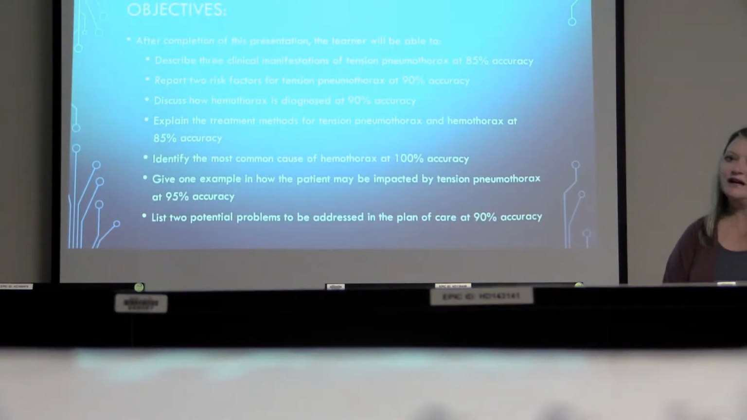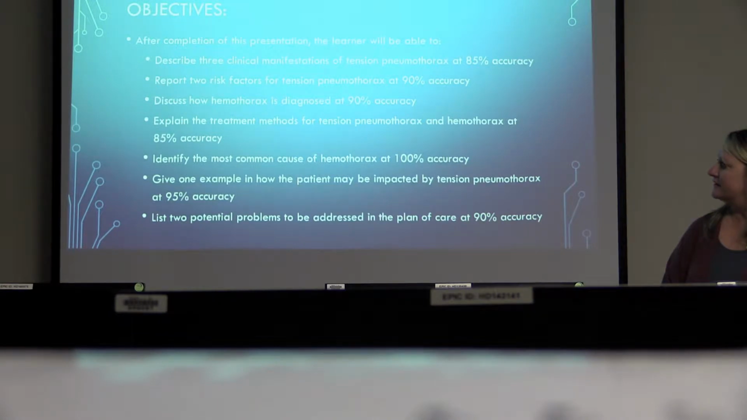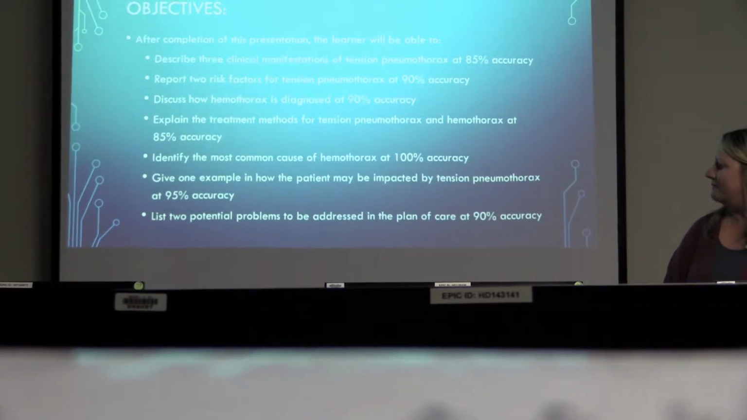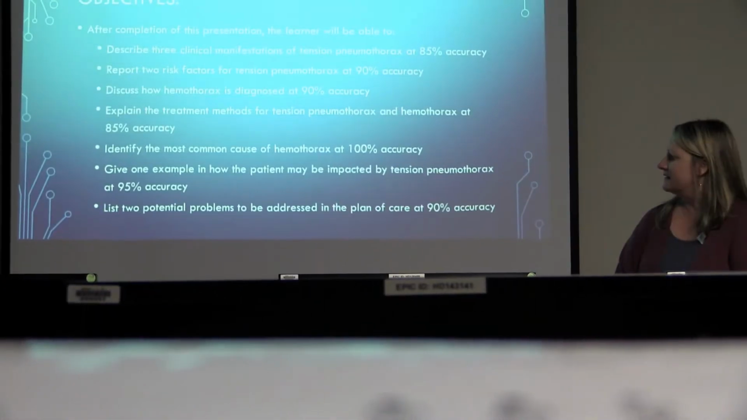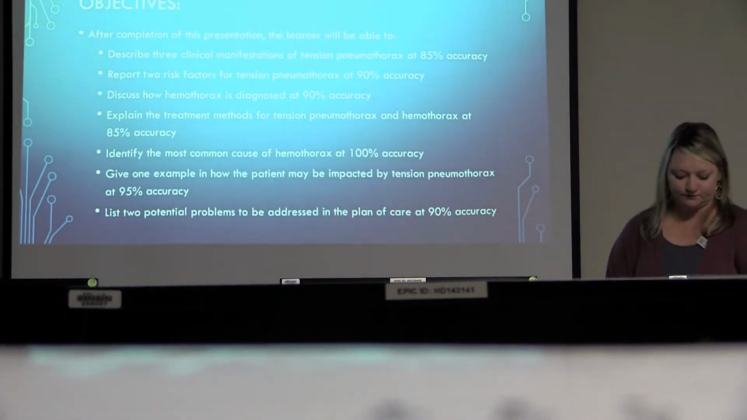Some objectives that we'll be covering today will be describing clinical manifestations of tension pneumothorax, 2 risk factors for tension pneumothorax, how hemothorax is diagnosed, the treatment methods for tension pneumothorax and the hemothorax, the most common cause of hemothorax, an example of how the patient may be impacted by tension pneumothorax, and 2 potential problems to be addressed in the plan of care.